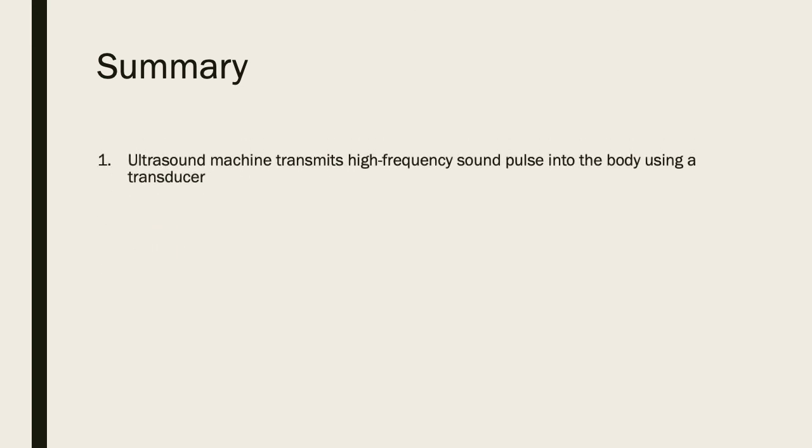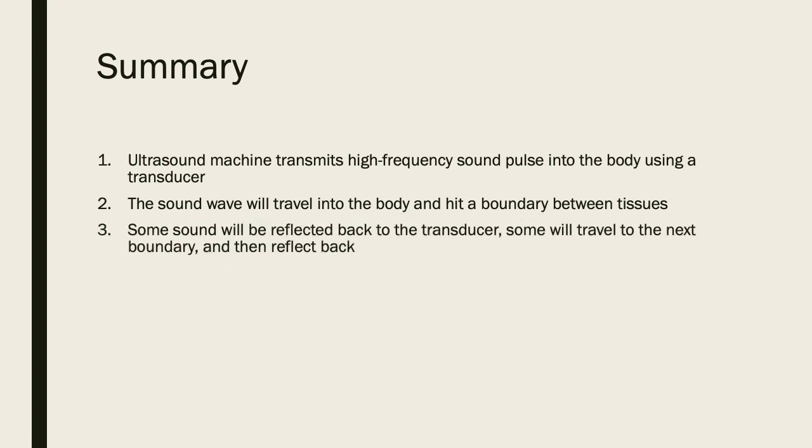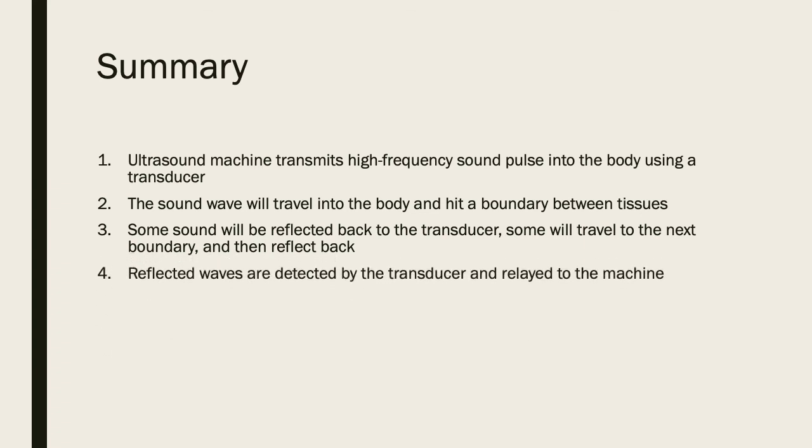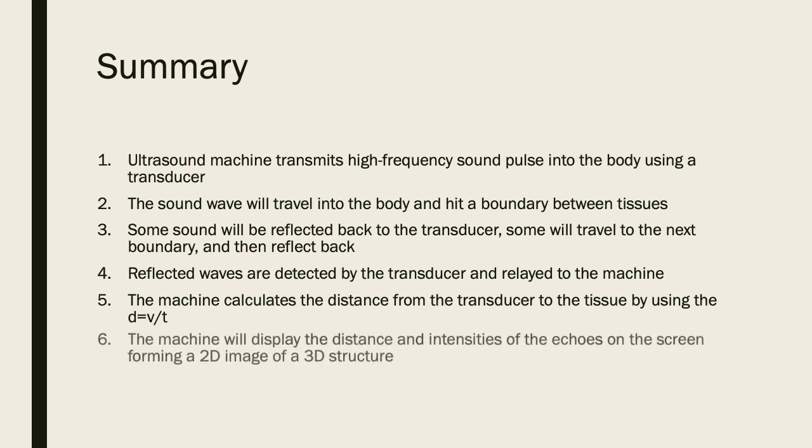So in summary, our ultrasound machine transmits a high-frequency sound pulse into the body using a transducer. The sound will travel into the body and hit a boundary between two tissues. Some of the sound is going to get reflected back to the transducer, while some is going to go to the next boundary and then get reflected back. Reflected waves are detected by the transducer and relayed to the machine, and the machine can then calculate the distance from the transducer to the tissue by using distance equals velocity over time.